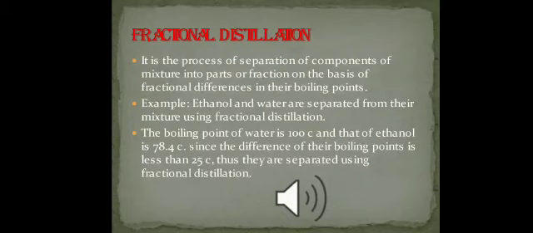Example, ethanol and water are separated from their mixture using fractional distillation. The boiling point of water is 100 degrees Celsius while the boiling point of ethanol is 78.4 degrees Celsius. Since the difference of their boiling points is less than 25 degrees Celsius, they are separated using fractional distillation.